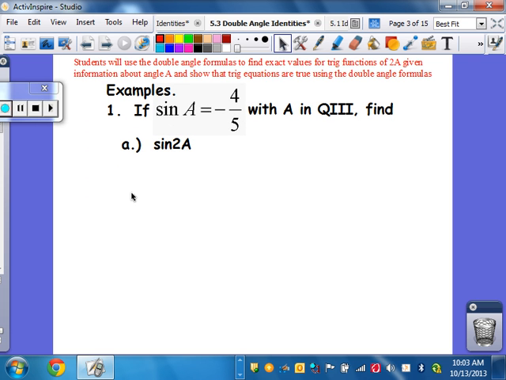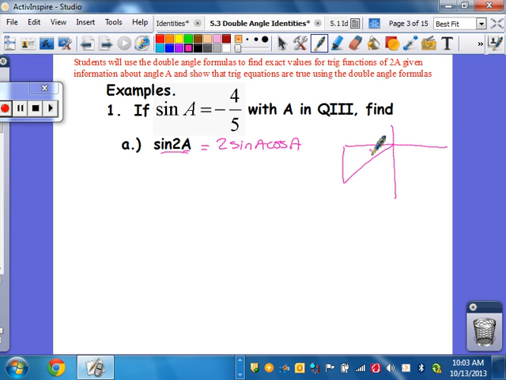Okay? So once again, sine double angle. If I ever ask you to do that, what I would do is write down my double angle formula. So go to your salmon sheet. Double angle formula is 2 sine a cosine a. And you can interchange the variable with a or theta or whatever is given in the problem. Okay? So all this is saying is that sine a is negative 4/5 in quadrant 3. You're going to want to draw that out.